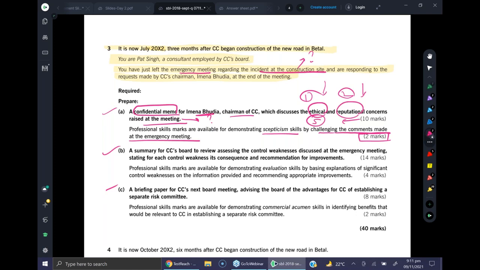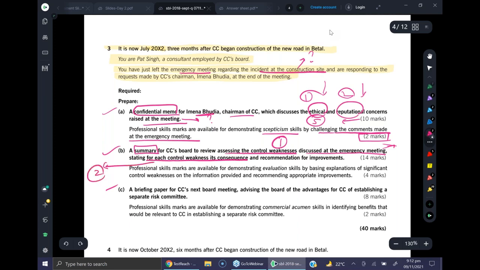Requirement B is prepare a summary for CC's board to review, assessing the control weaknesses. So identify and assess the control weaknesses discussed at the emergency meeting, stating for each control weakness its consequence. That is the second element you need to cover. So identify the weakness, discuss the consequence, and what's the third thing? Recommend improvements. 1 or 2 improvements for each control weakness maybe. Now there are 2 things. For 14 marks, I will try to discuss minimum 7 points. Yes.